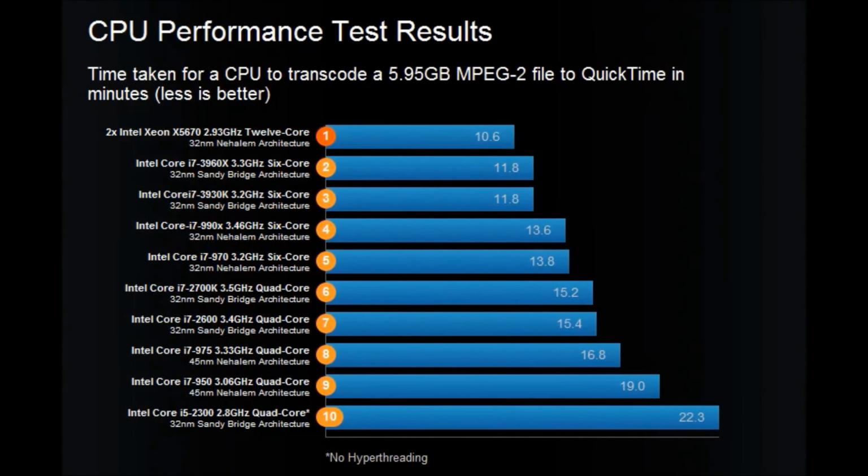This chart shows the time taken for different CPUs to transcode the same file from MPEG-2 format to QuickTime H.264 format. You can see that for two CPUs that have an identical number of cores and frequency, as we have here in bars 3 and 5, the Sandy Bridge CPU is about 15% faster than the Nehalem CPU.